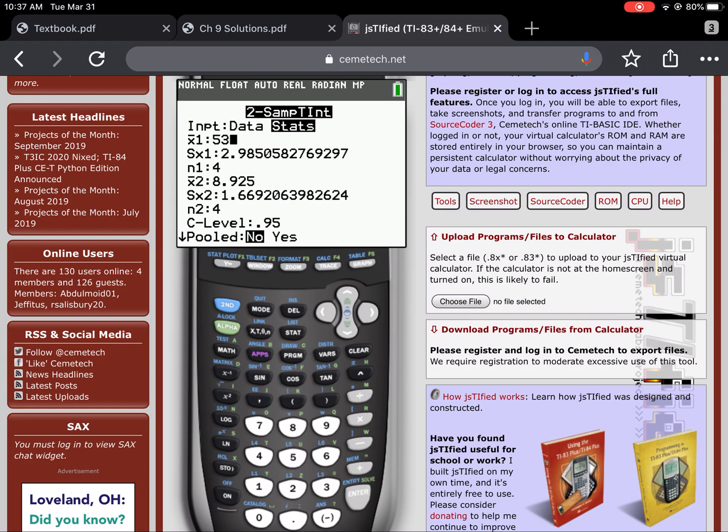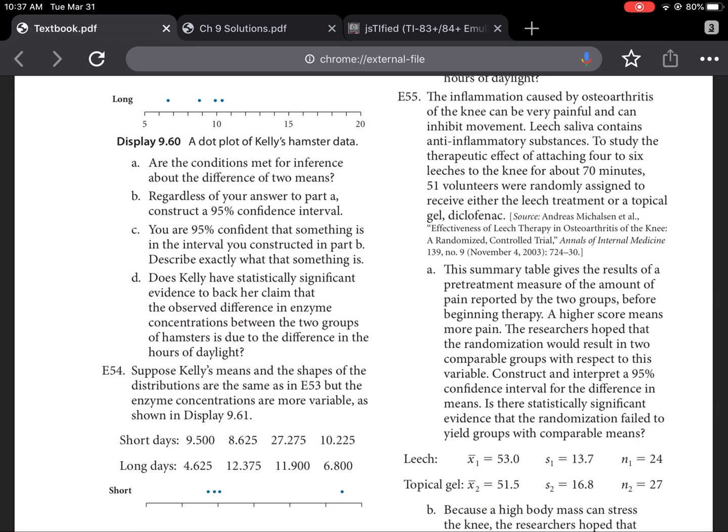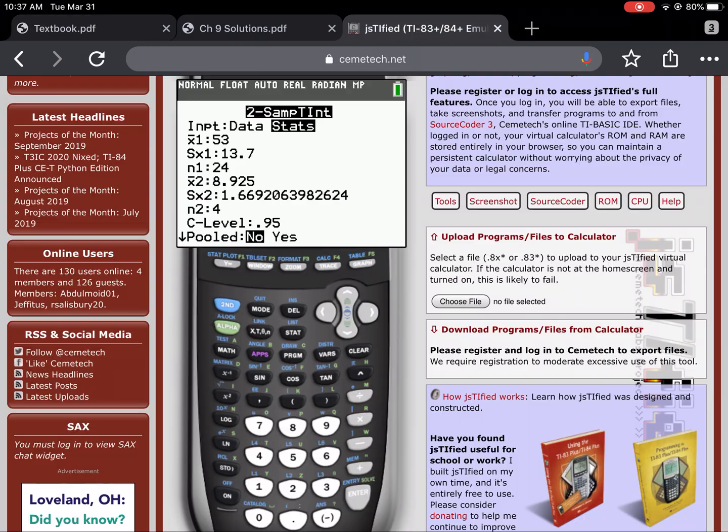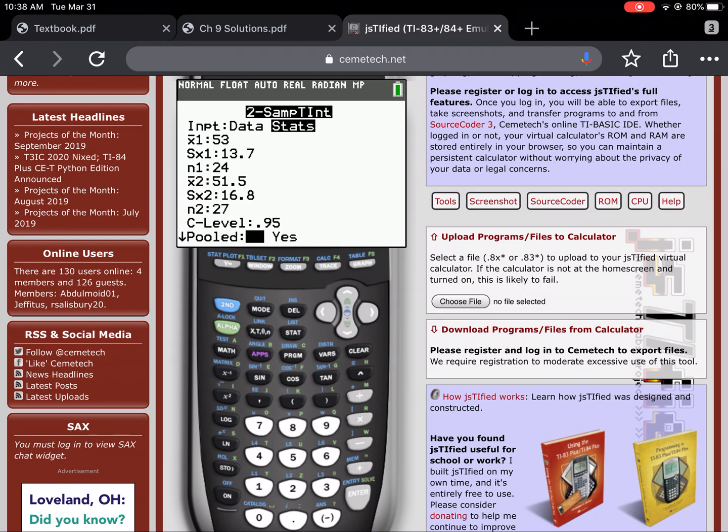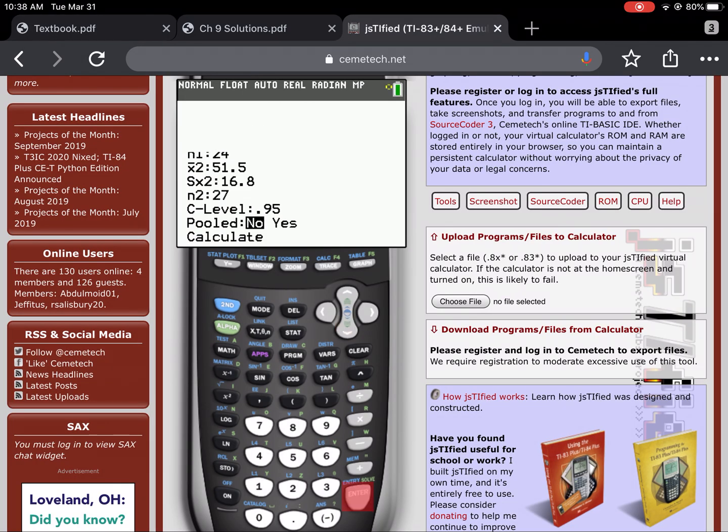So 53, 13.7, 24. Then I'm going to go ahead and put in the topical gel group. Their average, 51.5, 16.8, 27. So 51.5, 16.8, and 27. Again, it wants a 95% confidence interval, as you can see. And then we will leave the pooling as a no, and we will come down and calculate.